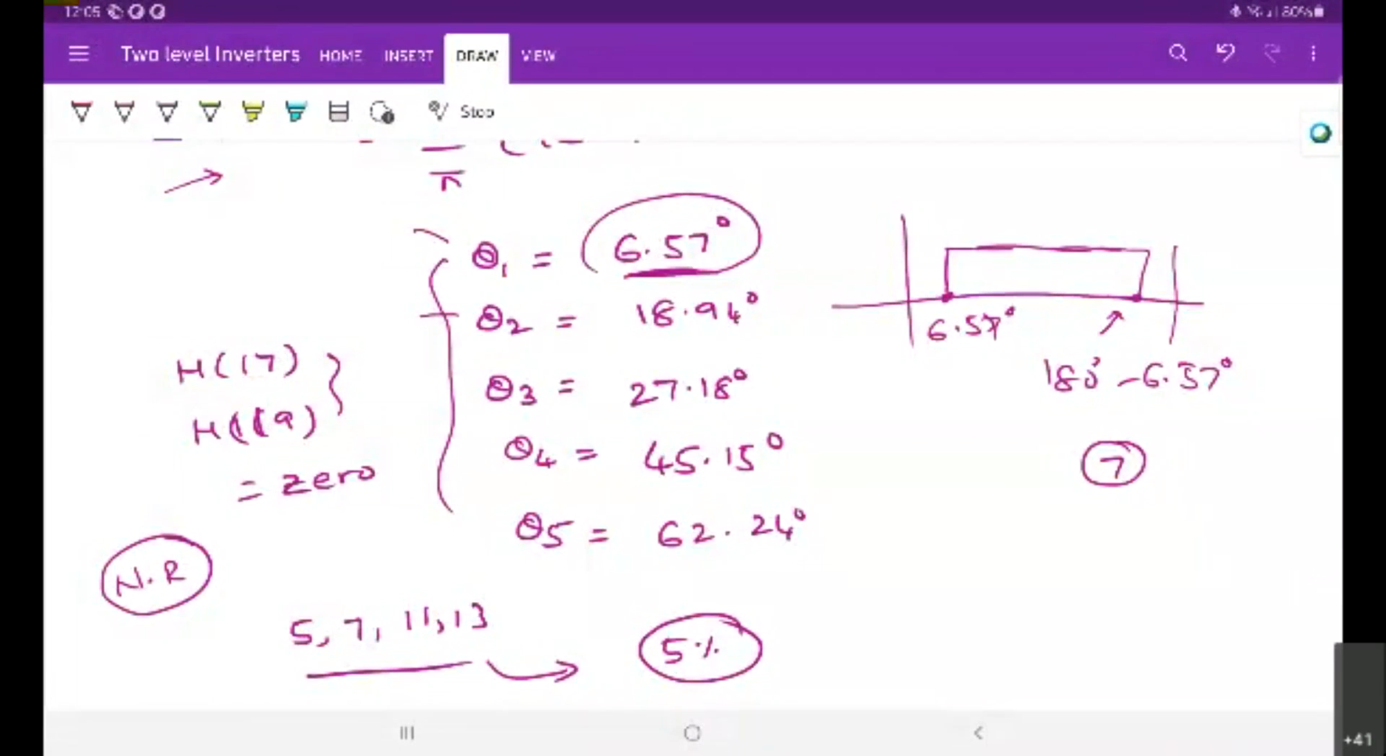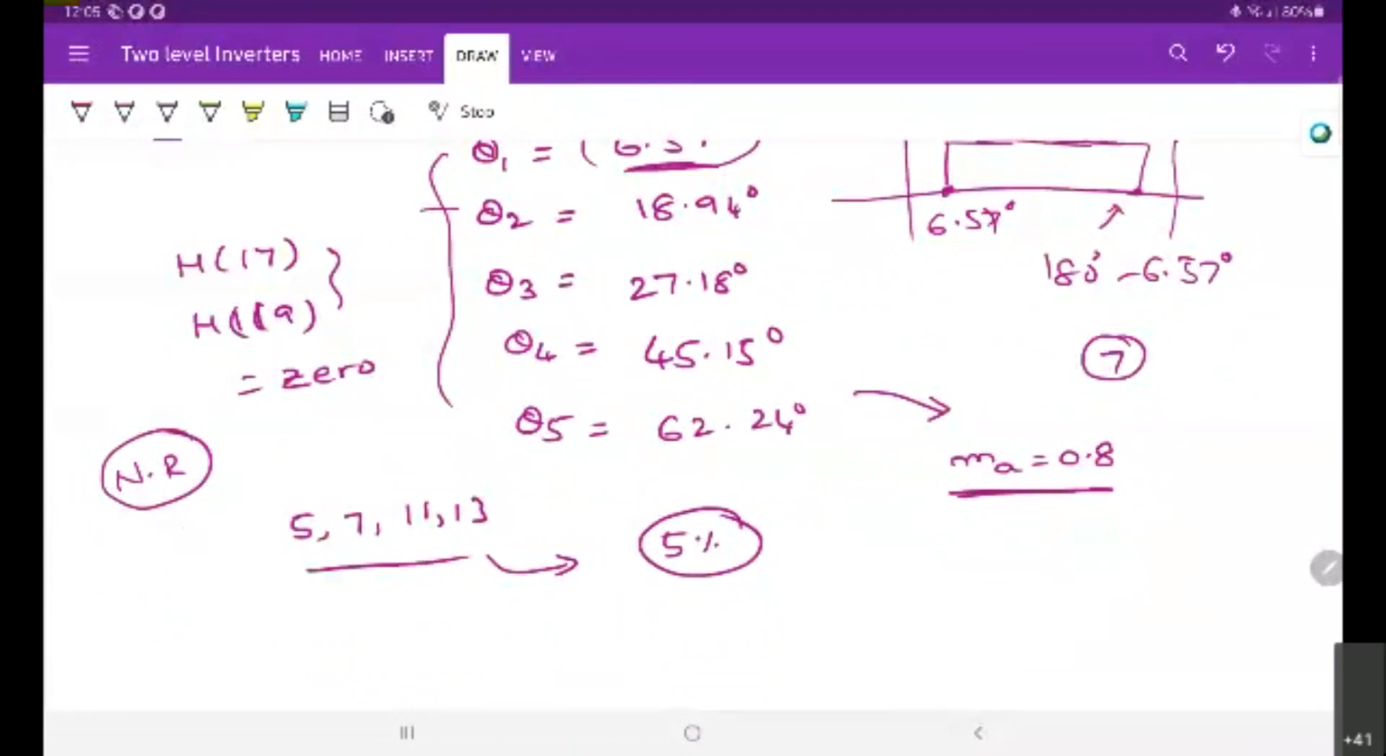Normally the Newton-Raphson method can be used to solve this. Whatever is obtained here corresponds to MA equal to 0.8. If you have a different value of MA, you will get different equations. We already discussed this when we covered selective harmonic elimination for 2 level. These are the equations for a particular value of MA. When MA changes, these equations and these angles also change.